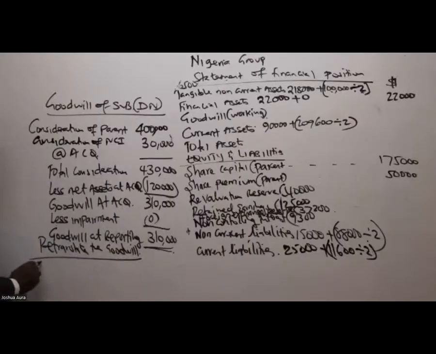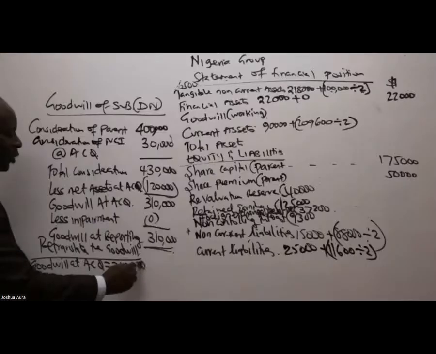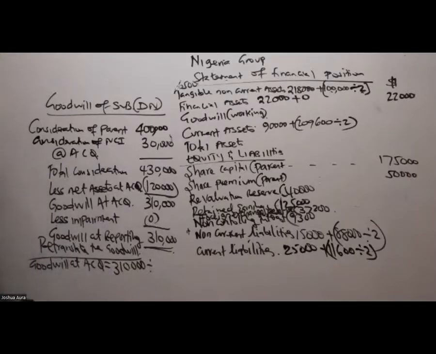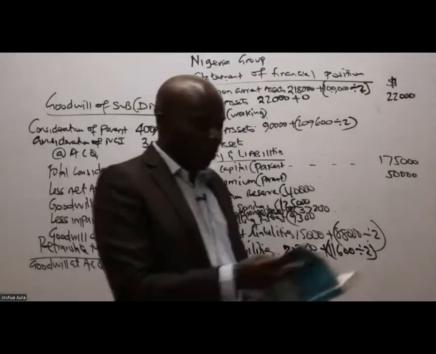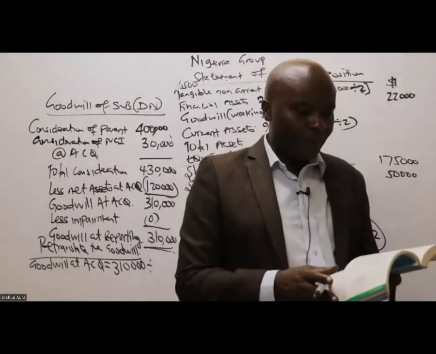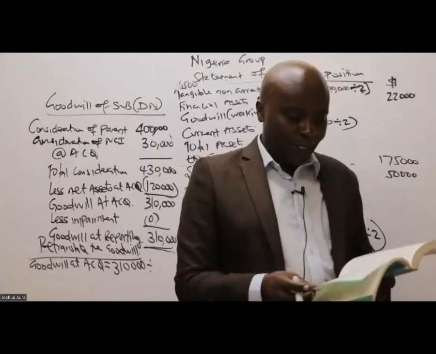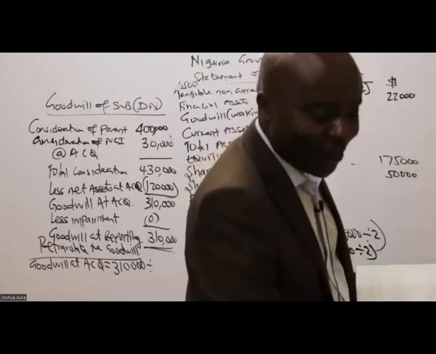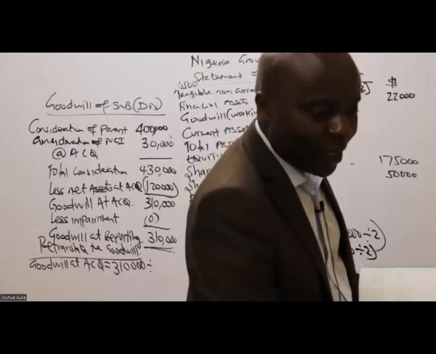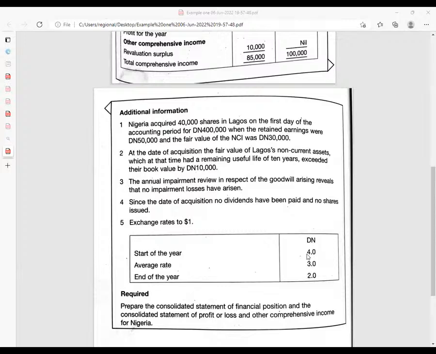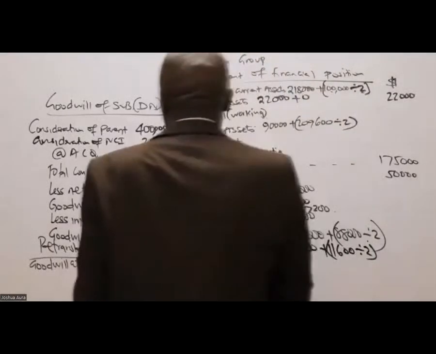So how do we do this? You start with goodwill at acquisition. Goodwill at acquisition was 310,000. So at acquisition, I should translate this at what rate? If you remember, I should divide this with the acquisition rate, isn't it? Most of you have forgotten. When you were acquiring this subsidiary, the rate was 4. So divide this by 4.